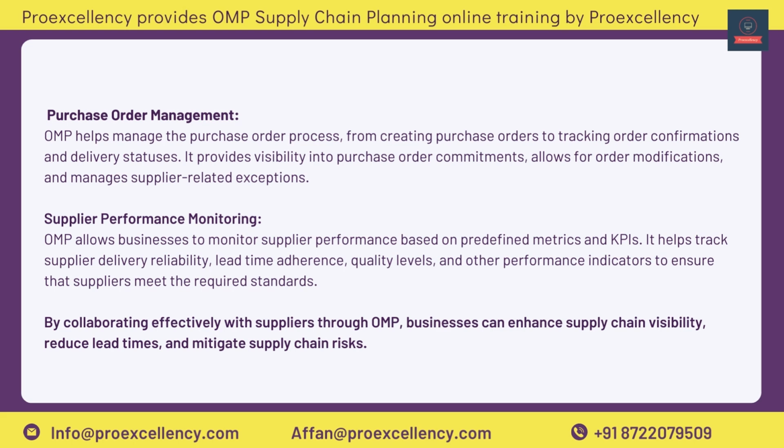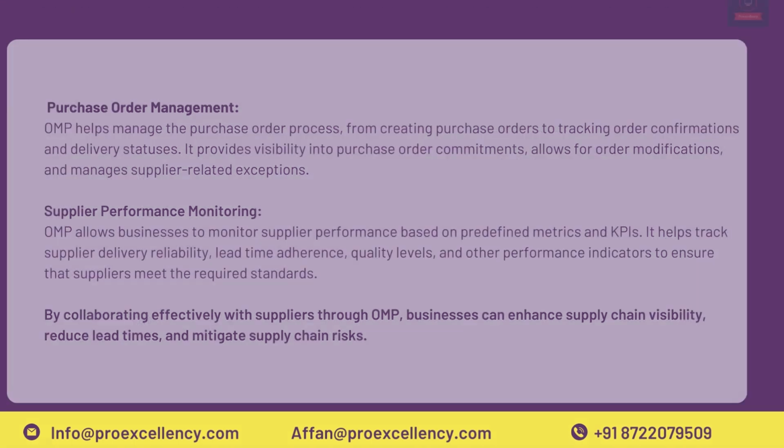Supplier performance monitoring. OMP allows businesses to monitor supplier performance based on predefined metrics and KPIs. It helps track supplier delivery reliability, lead time adherence, quality levels, and other performance indicators to ensure that suppliers meet the required standards. By collaborating effectively with suppliers through OMP, businesses can enhance supply chain visibility, reduce lead times, and mitigate supply chain risks.